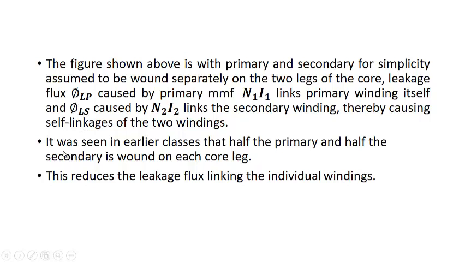Earlier we saw that half of the primary is on one core and half of the primary is on the other core. The same is the case for the secondary winding. That is actually done to decrease the leakage flux. But even if we do that, we still have some leakage flux. We have minimized the leakage, but we have not eliminated it.